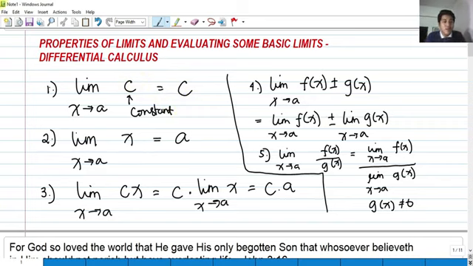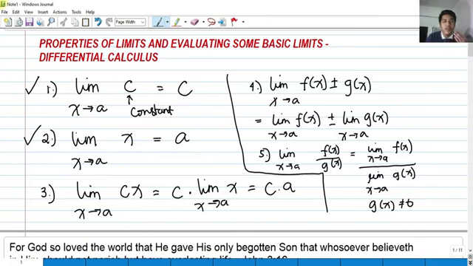So, for number 2, the limit of x as x approaches a is simply a. So what will happen here if we evaluate the limit of x as x approaches a certain real number a, it should be equal only to the value of a. So that's property number 2. Limit of x as x approaches a is equal to a.